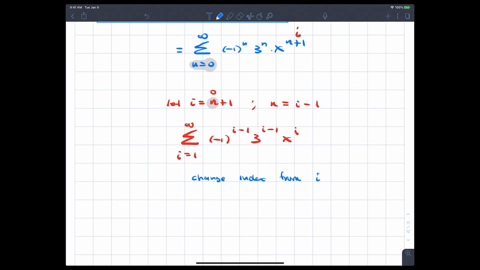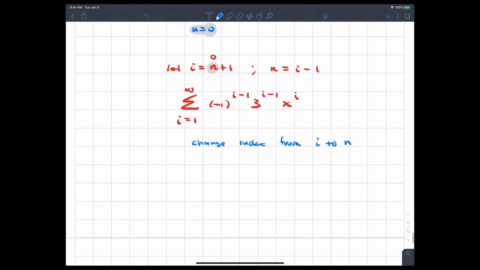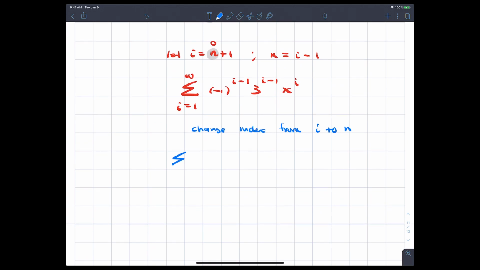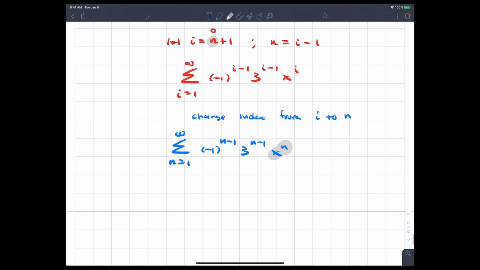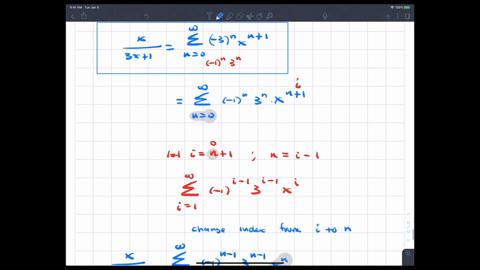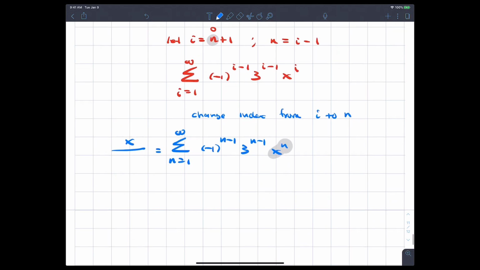from i to n. So I want to cover the idea that if you look in the back of the book, you might see something kind of very different. They want to just describe this in terms of x to the n. That's what they chose to do. And that's a power series representation of that original function, x over 3x plus 1.